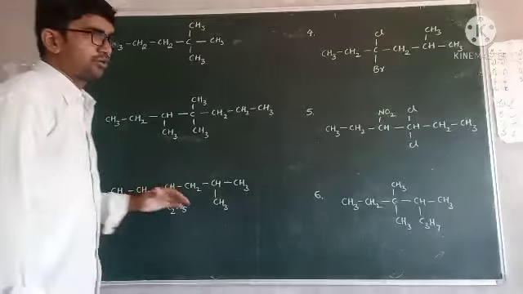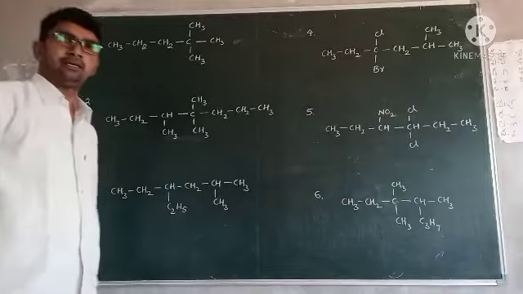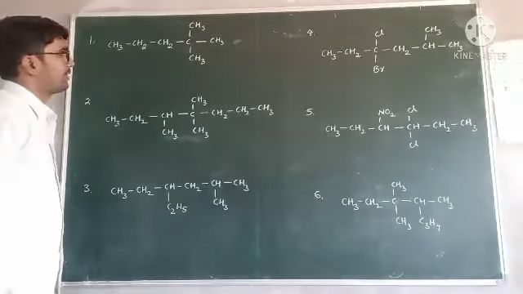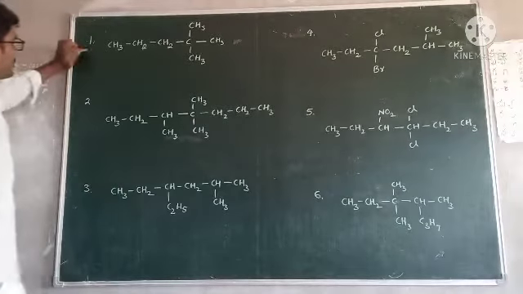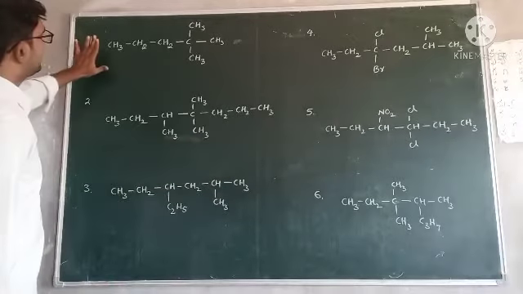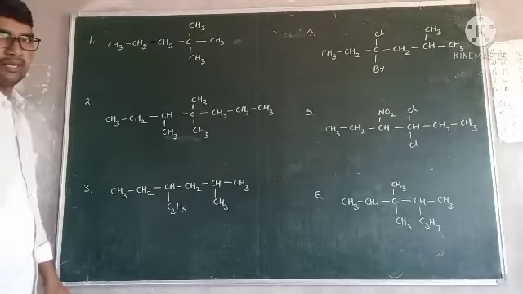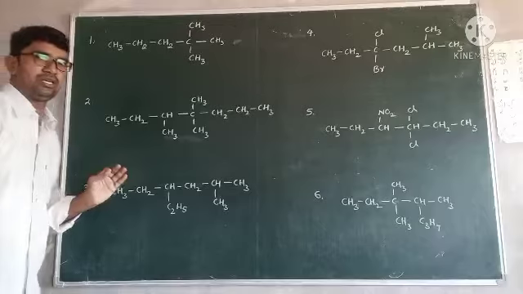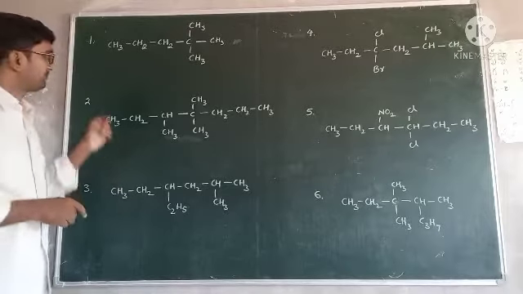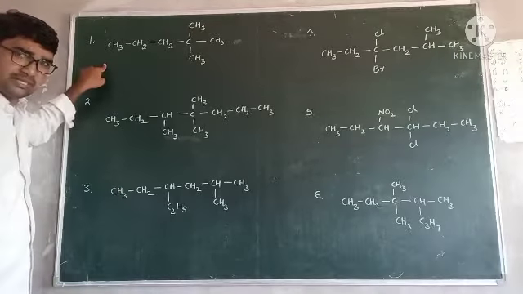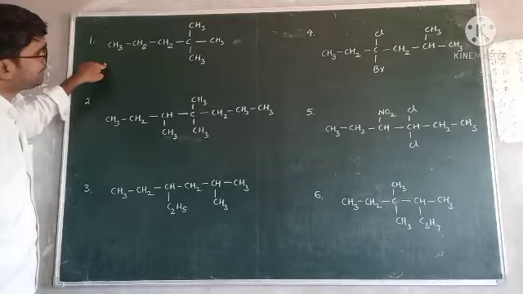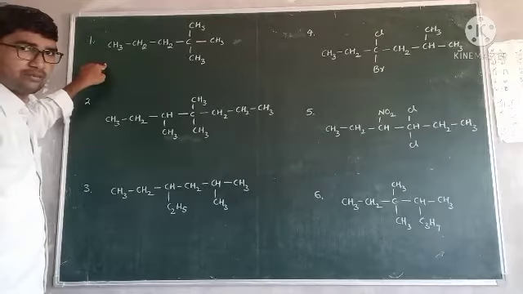Today I will explain the remaining examples from IUPAC nomenclature. This is the first one today. This is the given structure. In this structure, first our rule is checking whether any functional group is there. No functional group. Is any multiple bond there? No multiple bond.